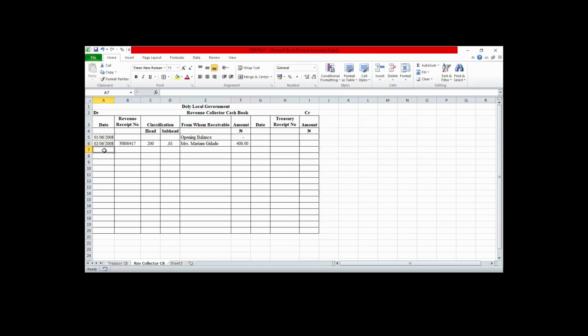The second transaction, 03, 06, 2008. The next receipt will now be N800 418. Yes, sir. Under the head of 200. And who is the person and what does he pay for? Niger killer.